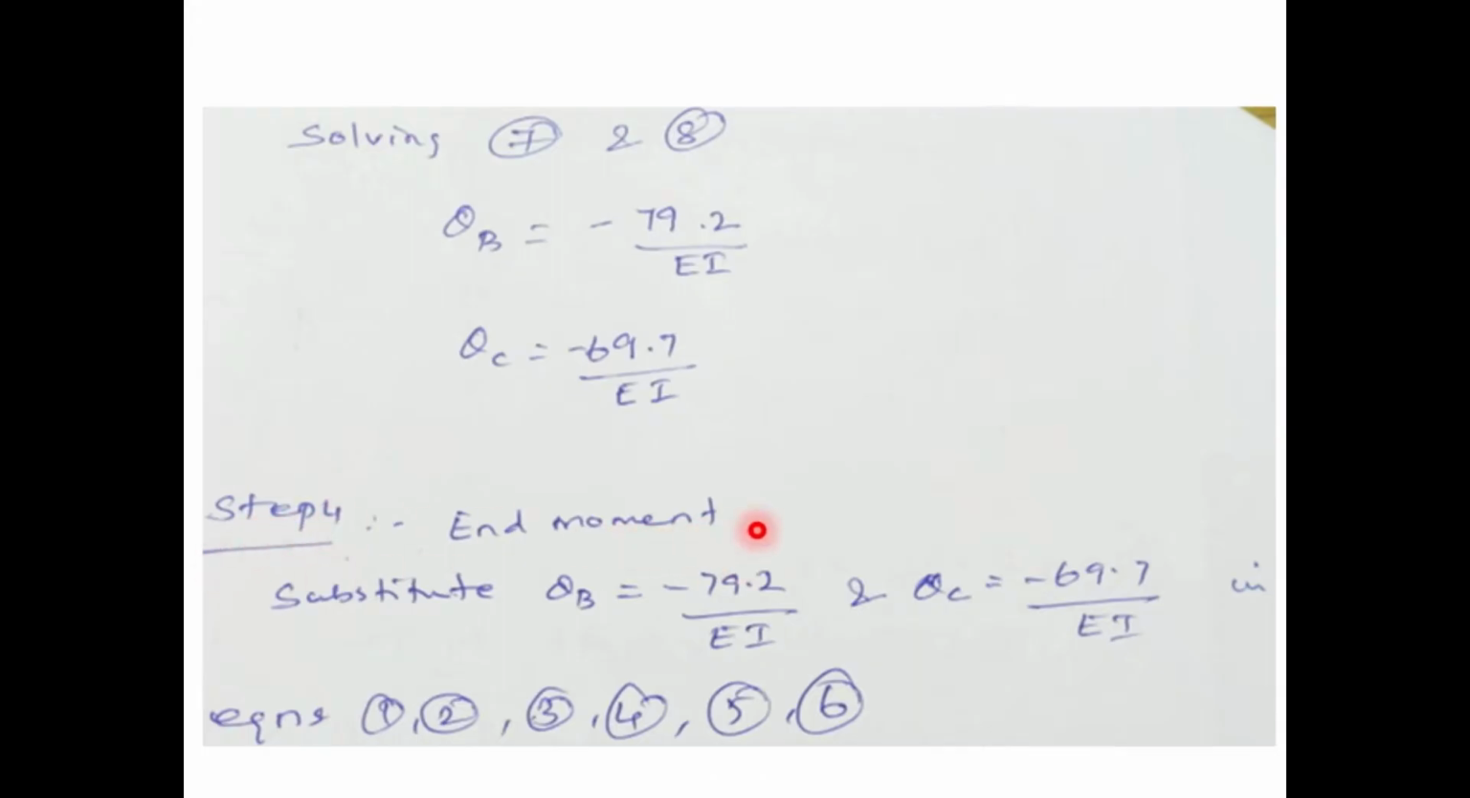In step 4, after knowing the unknowns theta B and theta C, these should be substituted in the slope deflection equations from step 2, equations 1 to 6. We substitute theta B equal to minus 79.2 divided by EI, and theta C equal to minus 69.7 divided by EI.